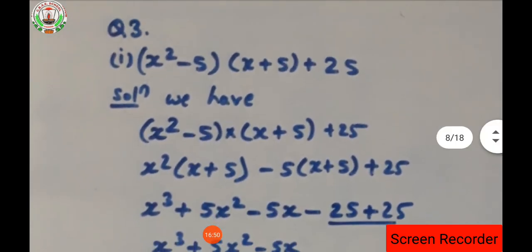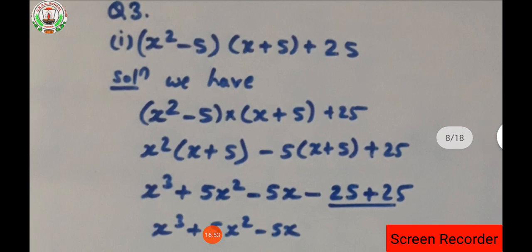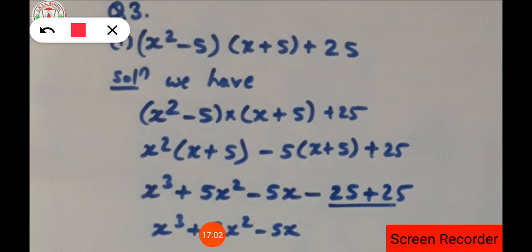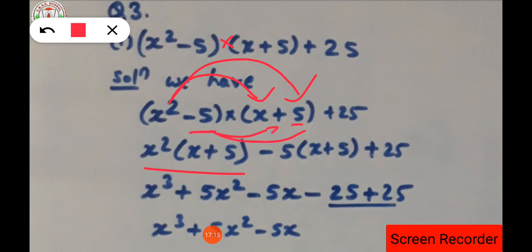In the third question it is said to simplify, isn't it? So simplify: x square minus 5 into x plus 5 plus 25. Here a bracket is present, which means a multiplication sign is there. So x square is going to multiply with x, as well as x square with 5. Then minus 5 will multiply with x, as well as minus 5 with plus 5. This one is an individual term, so it will come into the answer itself.